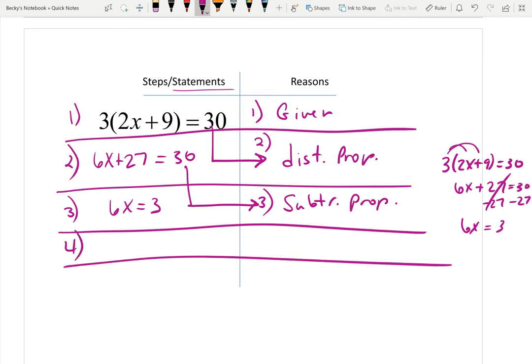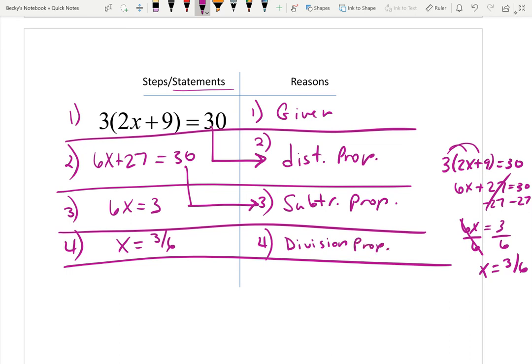All right, next step. What do you divide by? Do you divide by 6 or 3? And hopefully you're saying 6. So x equals 3 over 6. Said that backwards. Okay, so what property did you use? What did you do to the left and right side? And of course, that was division.